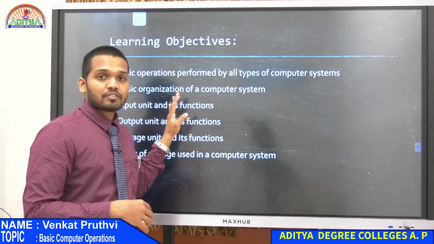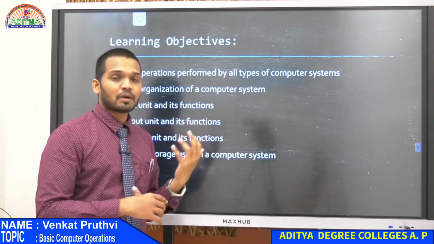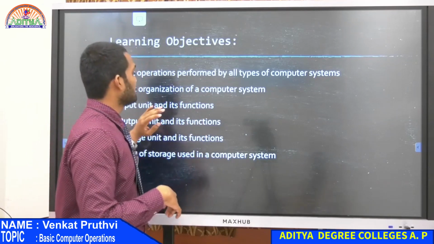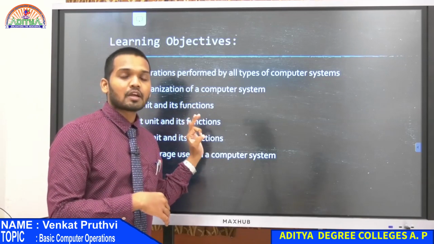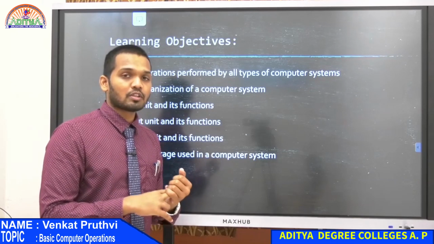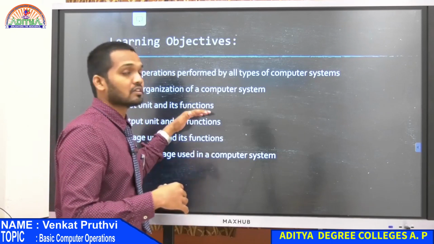In the basic organization of a computer system, we'll discuss the different parts that are there inside a central processing unit, CPU, and the input unit, how many kinds of input devices we have, what are their functions, and how they perform their operations. That is what we'll discuss.